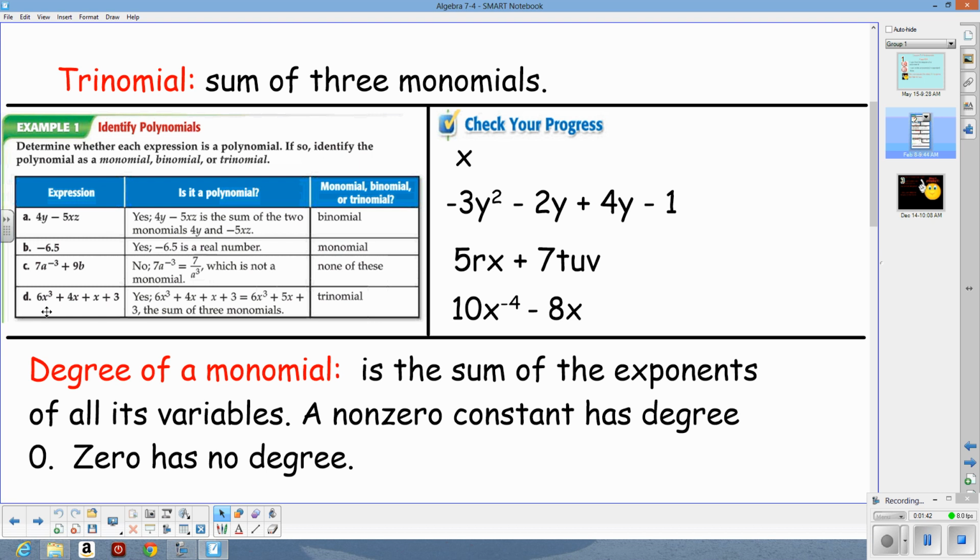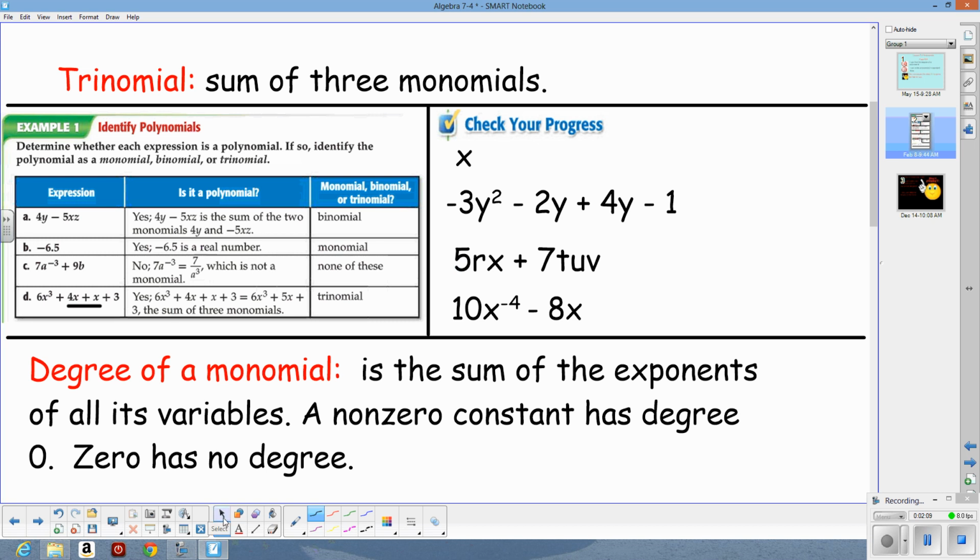And then this next example, this one is a polynomial. Right now it looks like it isn't one of those special ones, but if you simplify this part right here, putting the 4x and the x together by combining like terms, you would end up with 6x to the third plus 4x plus 3. So it's a trinomial. It's made up of three monomials once you simplify it.